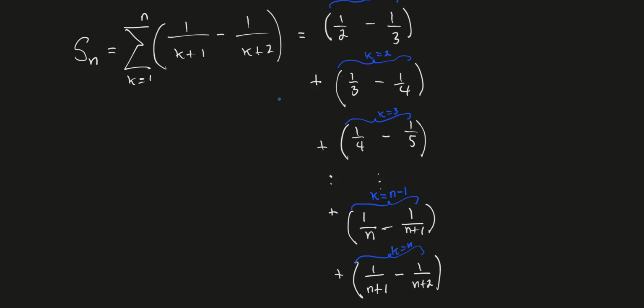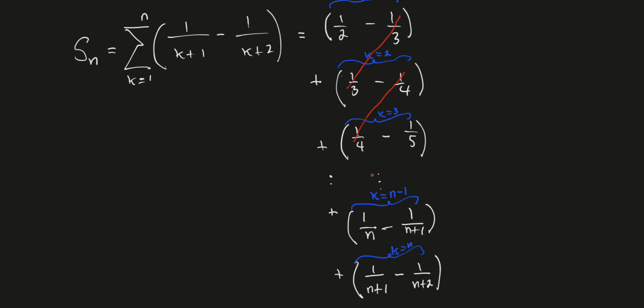Well, the interesting thing is that if I look at the second term in the first pair of parentheses, that's the negative of the first term in the second pair of parentheses. So right here I have a negative 1/3, but then I'm adding 1/3. So these actually cancel out. And then look at what's going to happen here. The negative 1/4 will cancel out with the 1/4.